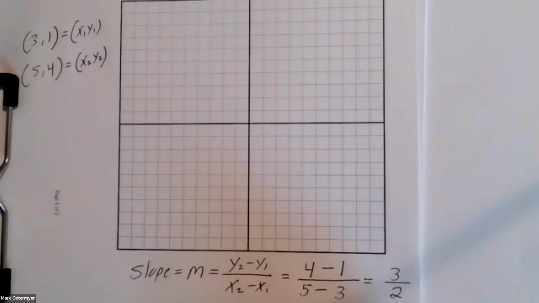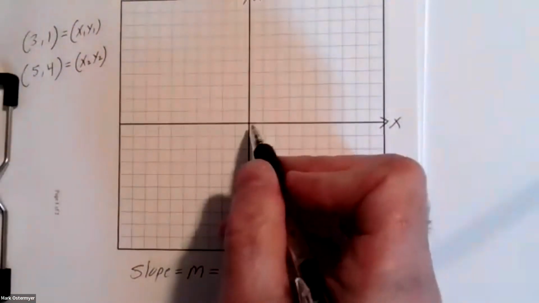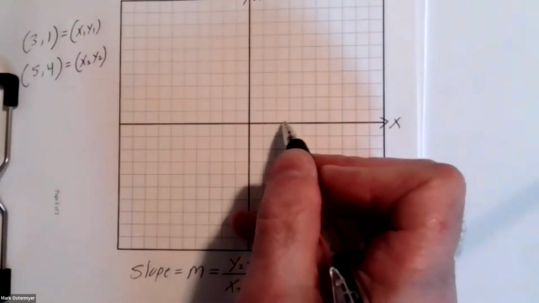Okay. Let's plot these points in the XY plane. We will assume these tick marks on both X and Y axis are spaced 1 unit apart. So plotting the point 3, 1, we start at the origin. We go 3 to the right, 1, 2, 3, and then up 1.